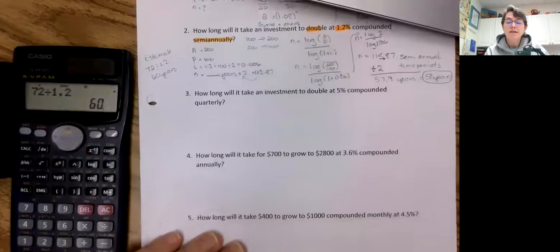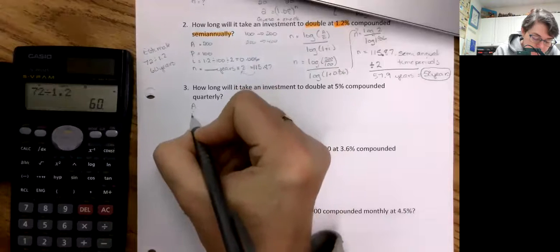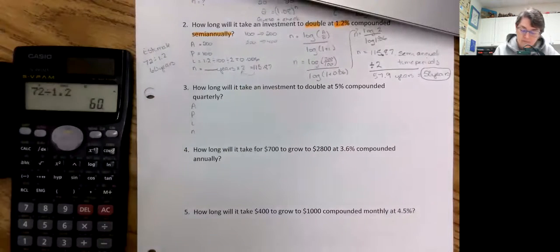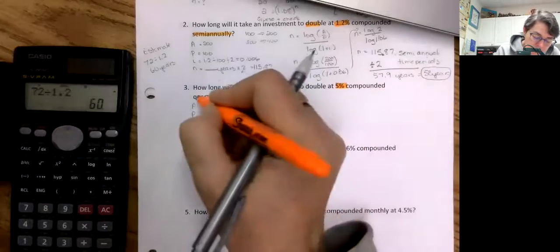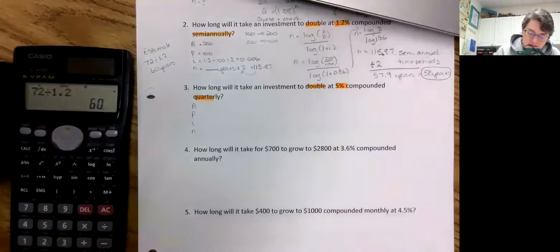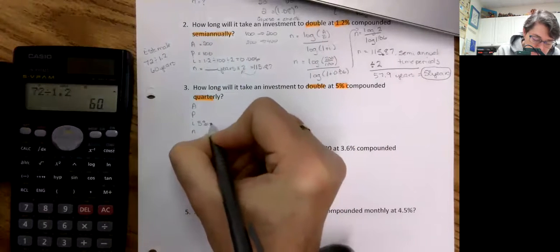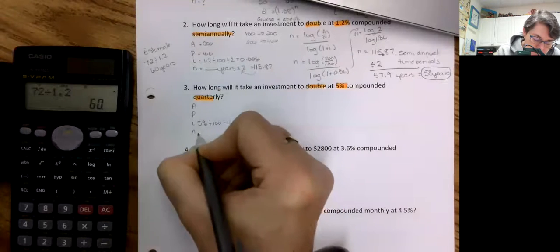All right, now let's see if we can move that enough. There we go. So A, P, I, N. Now we have 5%, and we're going to compound quarterly, and we're looking at doubling again. So 5% divided by 100 divided by 4.